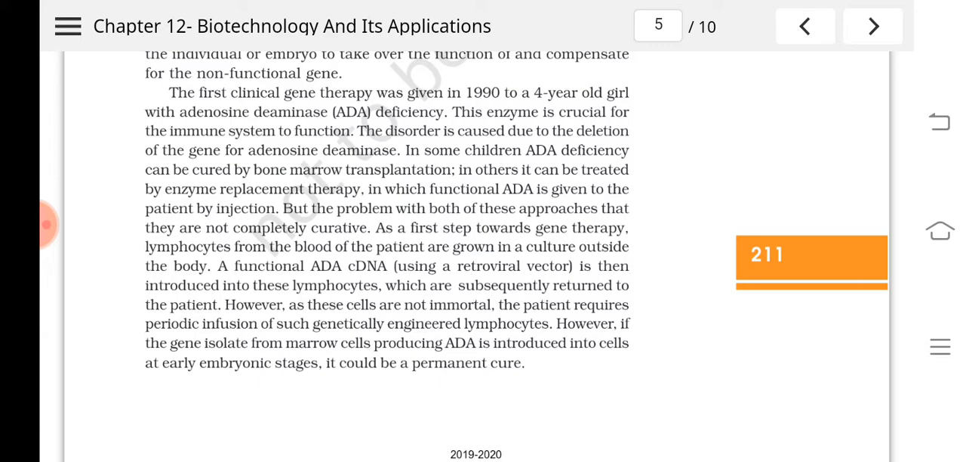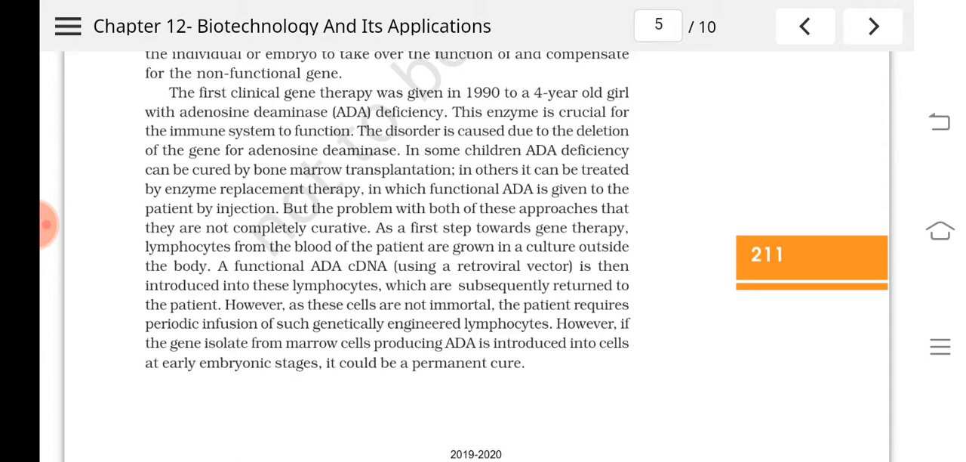But if the gene isolated from the bone marrow cells producing ADA is introduced into the cells at an early embryonic stage, okay, so if this disease can be identified at an embryonic stage itself, and if we introduce it, then what will happen? This will be a permanent cure. It can be a permanent cure.